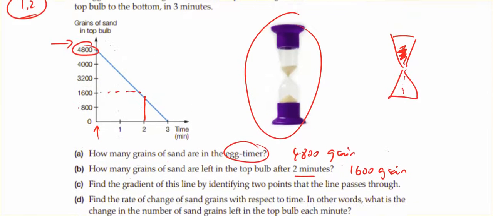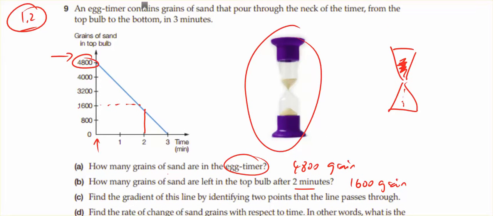So after 2 minutes, 1,600 grains of sand is still left at the top of the hourglass. Find the gradient of this line by identifying 2 points it passes through. I want to choose 2 easy points to read. That's like essentially the y-intercept, and this is the x-intercept. They're both really easy points to read. That point is (0, 4,800). Remember, you put the x value first, then the y. And here is the point (3, 0).